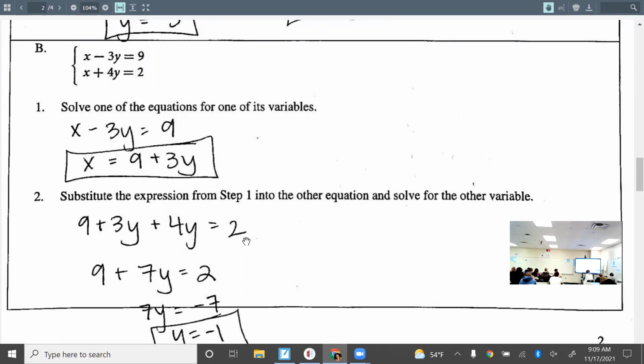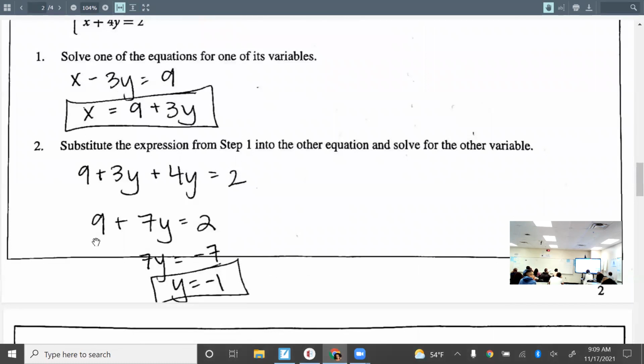So any questions so far? You see how I just plugged it in? All right, and then combine like terms. So 3y plus 4y is 7y. Solve for y, subtract 9 on each side. 2 minus 9 is -7. Divide 7 on each side, and y is -1.